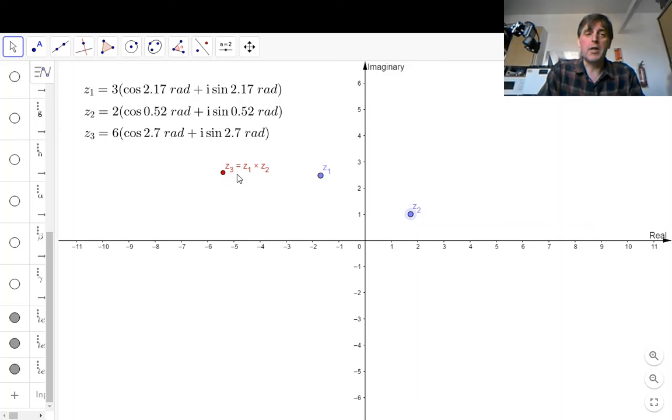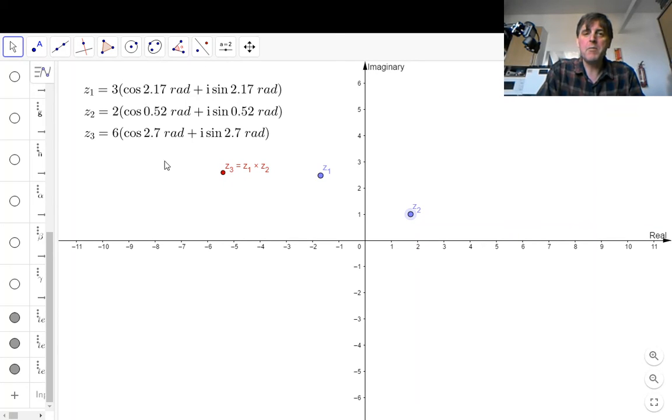Which is always going to work, actually. It doesn't matter what the moduli were of the two original numbers. When I multiply those two numbers together, the modulus of the product is always going to be the product of the moduli, if that makes sense. Okay, so that's a useful thing to know about moduli. But what about the arguments?